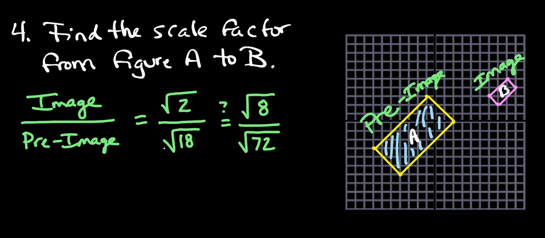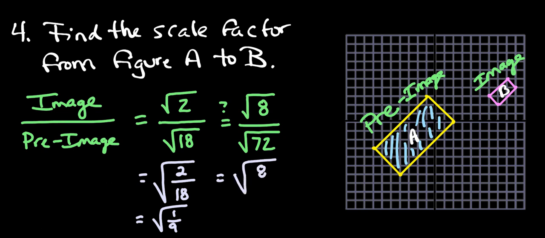I also want to show you how we can write these as the square root of 2 over 18 in this particular case. So that would be the square root of 1 over 9. Now if we come over here, you'll notice that this is going to be the square root of 8 over 72, and you've got 8 goes into 8 once, and it goes into 72 9 times. So right away we can see, yeah, those are definitely equal.